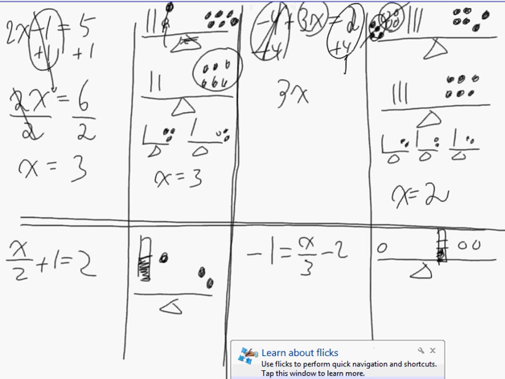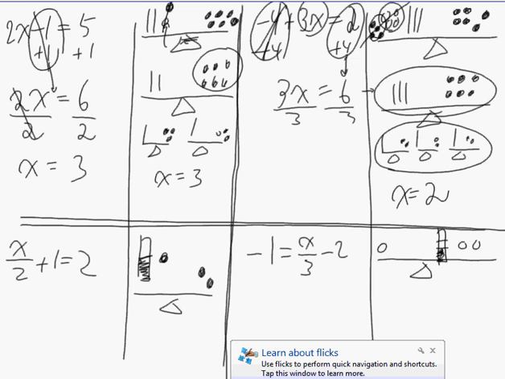And this becomes 6. So I have 3x equals 6, which is what this picture says right here. And if 3x is equal to 6, then if I divide that by 3, which I did right here, I will have 1x equals positive 2. Same answer.